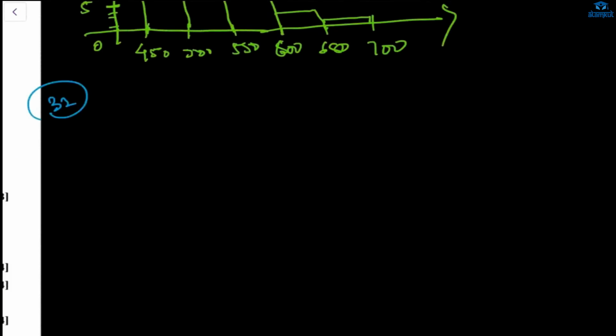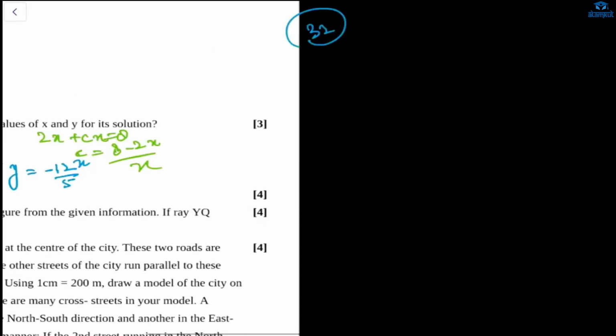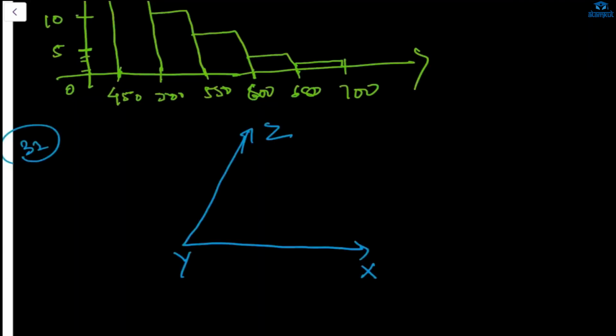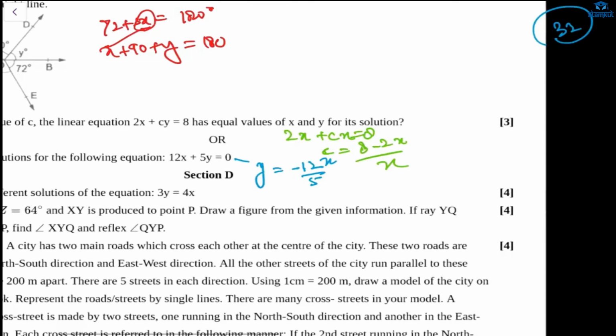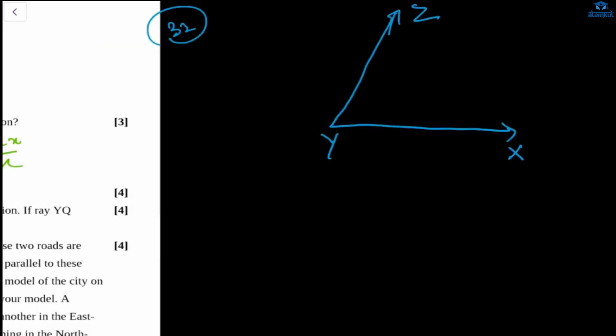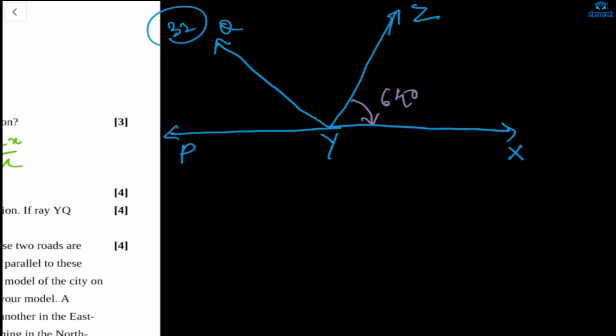So what was there? XYZ. Now XY is produced to point P. That's why I have made XY the base. You have to produce it till P. And this YQ is the bisector of this angle. And this angle is already given to you as 64 degrees. Since it is the bisector, both angles will be the same. I'm taking it as A, you can take any variable, because it will be bisecting.